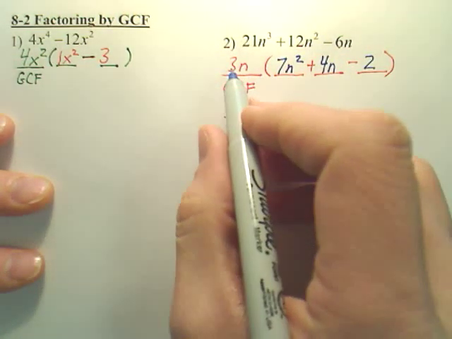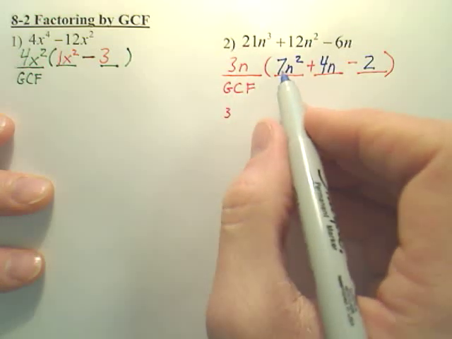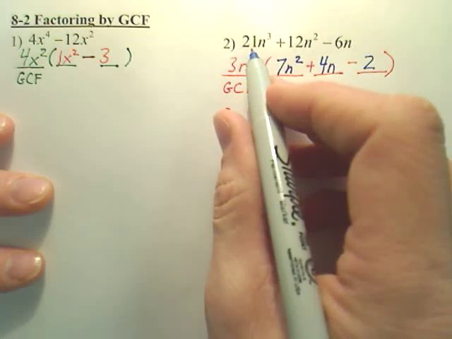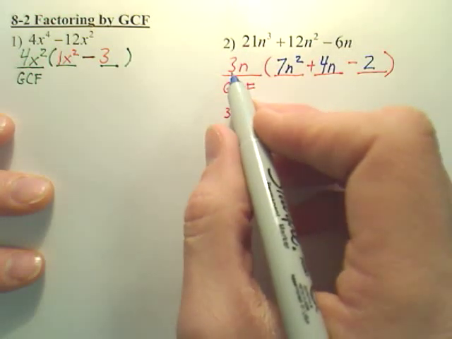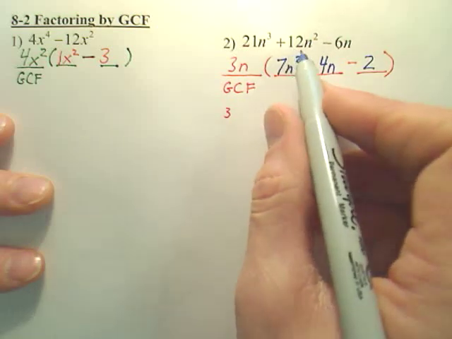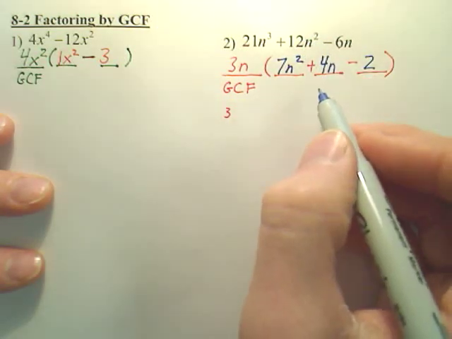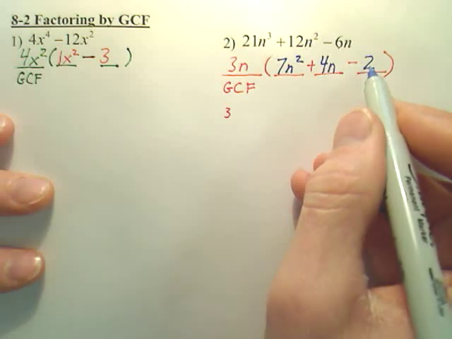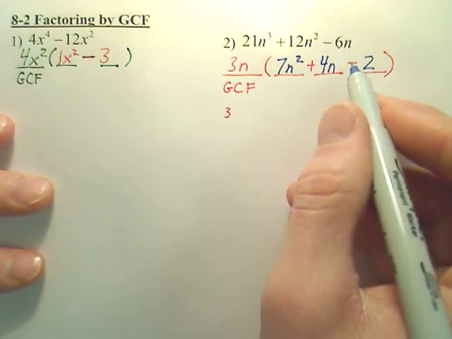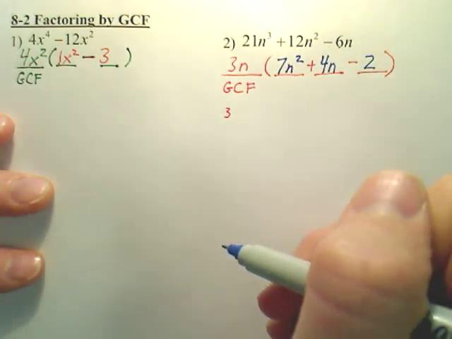So let's double check. Is 3n times 7n squared 21n to the third? Yeah. Is 3n times 4n 12n to the second? Yep. And is 3n times negative 2 negative 6n? Yeah. So we're good.